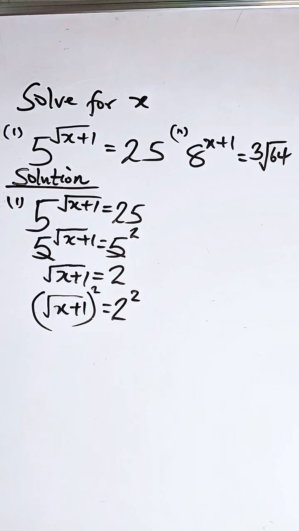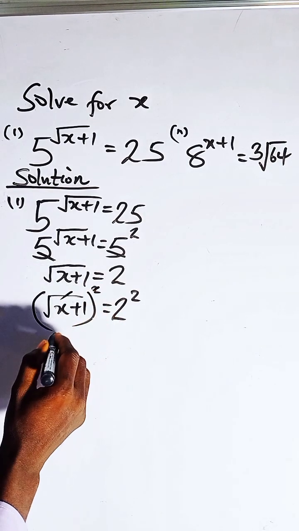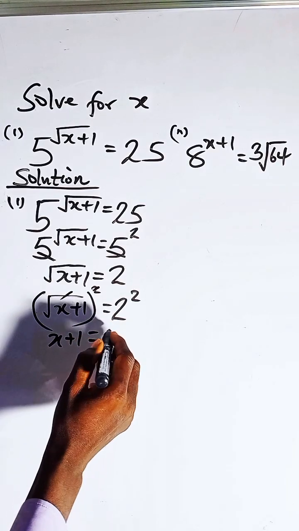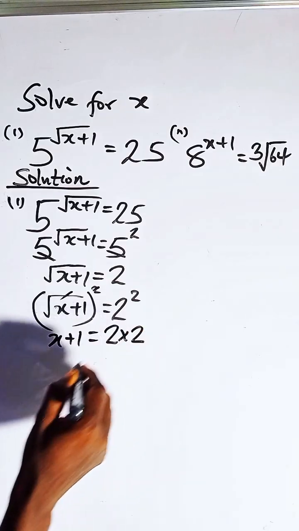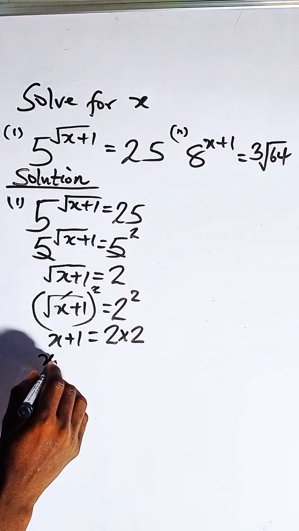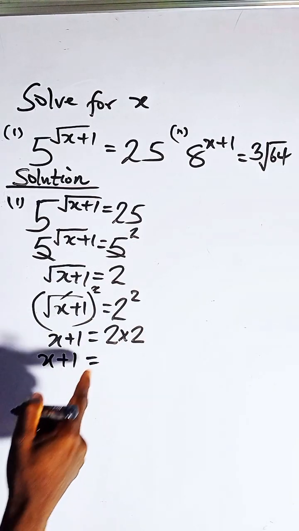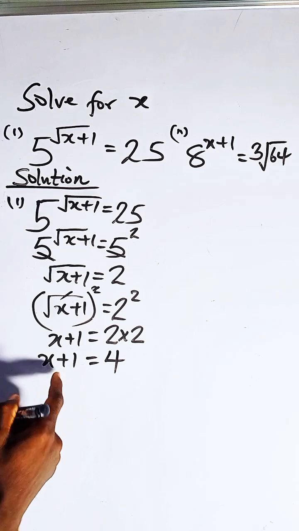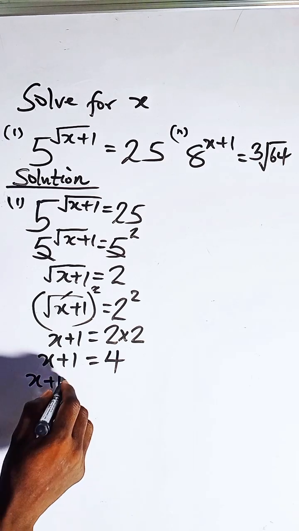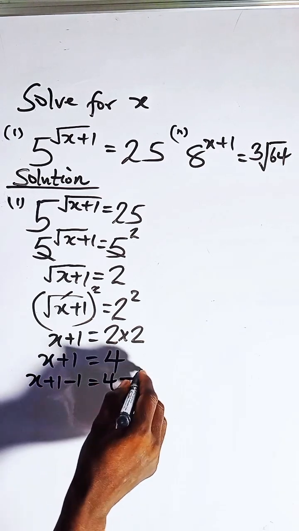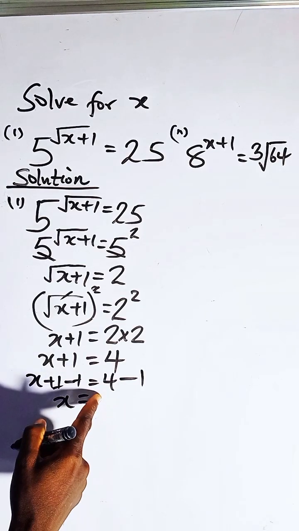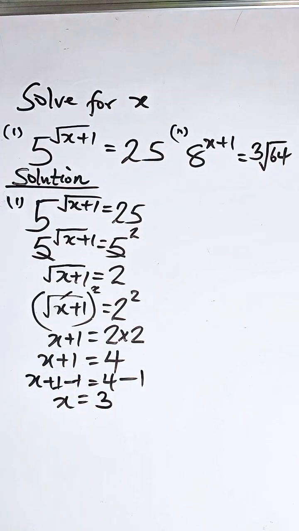So what do we do from here? The square and root cancel out, so we have x plus 1 equals 2 squared, which is 2 times 2. So we have x plus 1 equals 4. What do we do from here? We subtract 1 from both sides, so we have x plus 1 minus 1 equals 4 minus 1. So this cancels, and we have just x, and 4 minus 1 is 3.